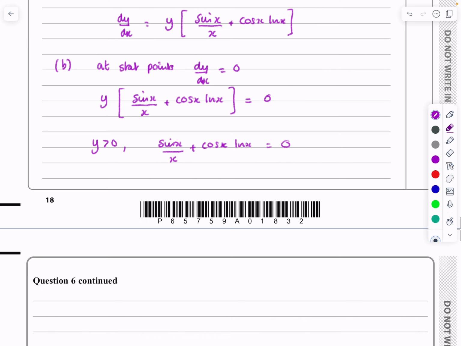So if that's true, what I can do at this stage, and this is only really because I'm looking back at my answer, is divide by cos x. Now, why am I going to divide by cos x? Because I want to get rid of that one, and also that will make sin x over cos x, which will make tan x. So divide everything by cos x.